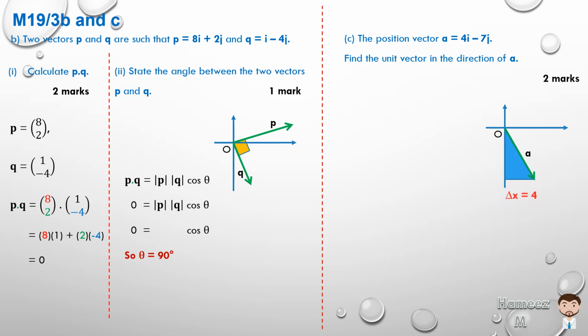That if we are moving to the right, delta x is equal to 4 because we have 4i, and delta y is equal to minus 7 because we're moving downwards 7. So using Pythagoras' theorem, the length squared, which is mod A squared, is equal to 4 squared plus minus 7 squared, which works out to be 16 plus 49, which is 65. So mod A, or the length of A, is root 65. If we want to find the unit vector of A, that's the vector A divided by its length, which means that's equal to 4i minus 7j all over the square root of 65.